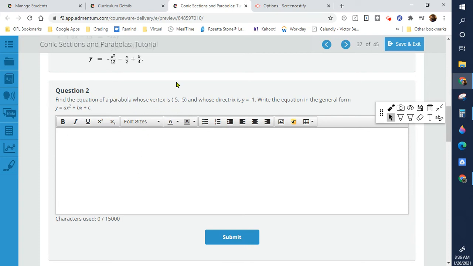So here's our vertex. Here's our directrix. So notice they did not give us our vertex. All right. So if we don't have a vertex, let's kind of figure out what we're doing here. So it's at -5, -5. So we're somewhere over here, and our directrix is x equals -1. So our directrix would be somewhere around here. So that means our parabola is a downward facing parabola, and it's going to be in the middle here somewhere.